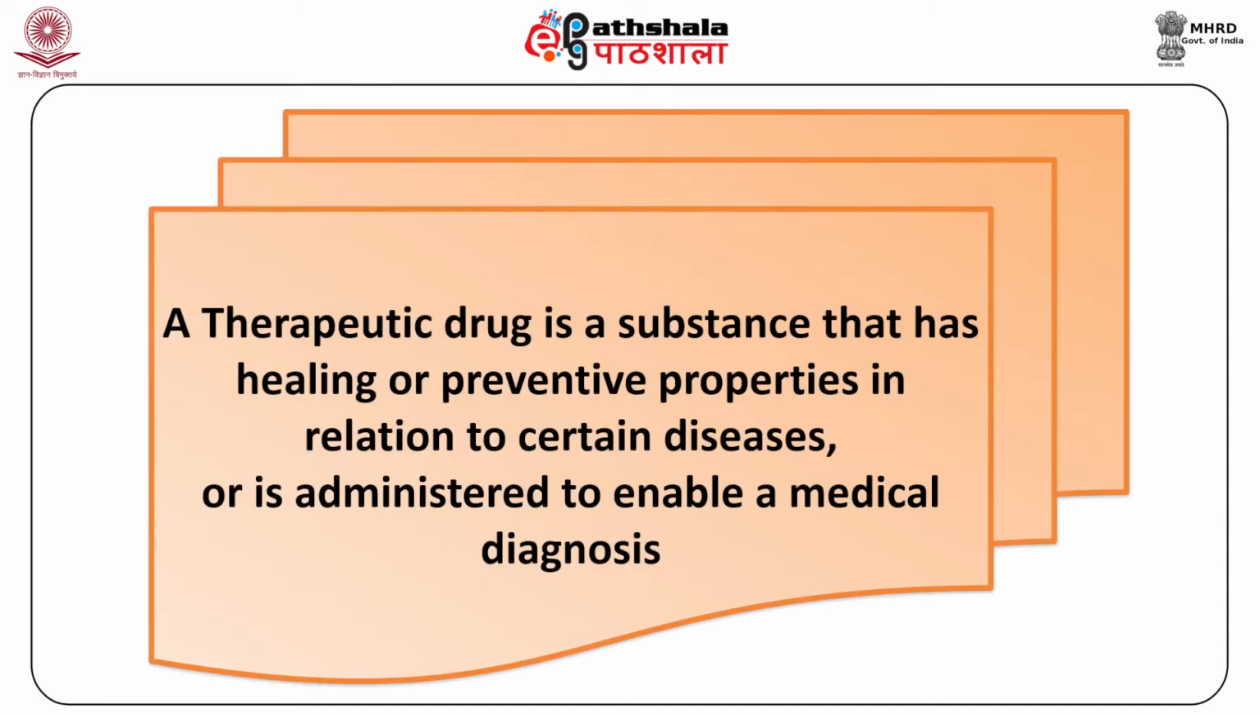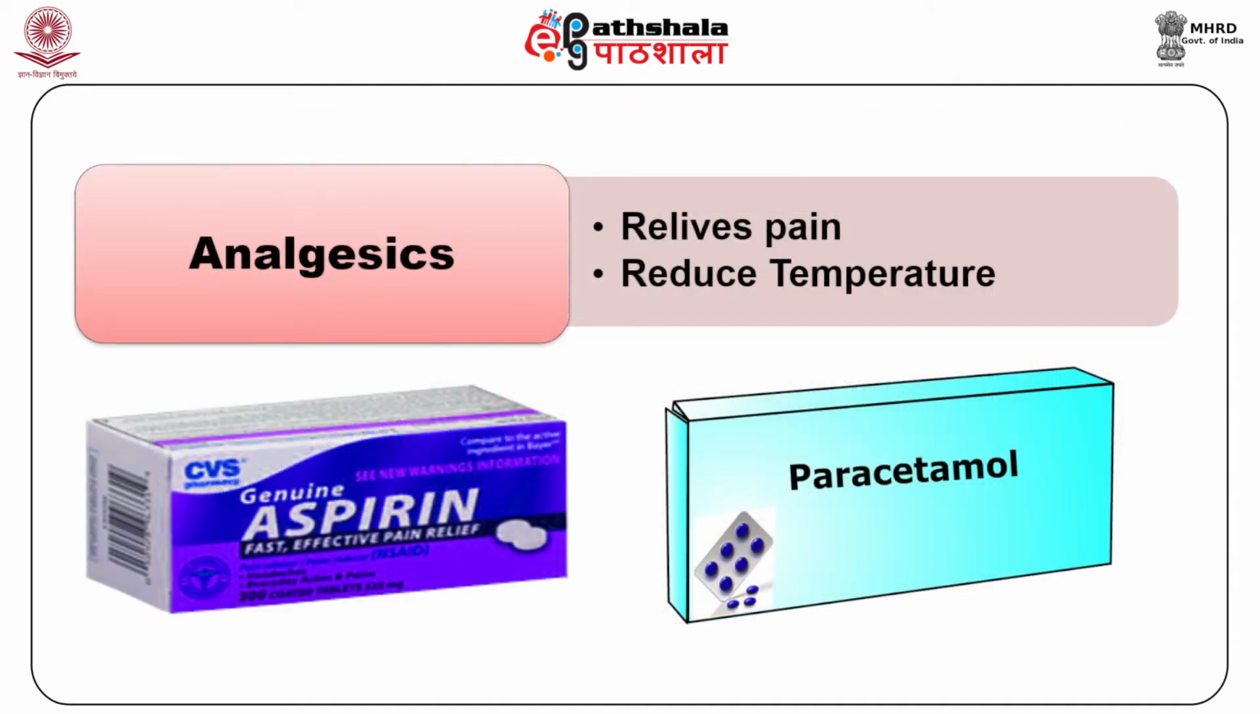A therapeutic drug is a substance that has healing or preventive properties in relation to certain diseases or is administered to enable medical diagnosis. The drugs in common therapeutic use may be classified chiefly into four categories. Firstly, analgesics and antipyretics. An analgesic is a type of drug that relieves pain. An antipyretic is a type of drug that is used to reduce the temperature of the body. Aspirin and paracetamol are the commonly used drugs in this category.